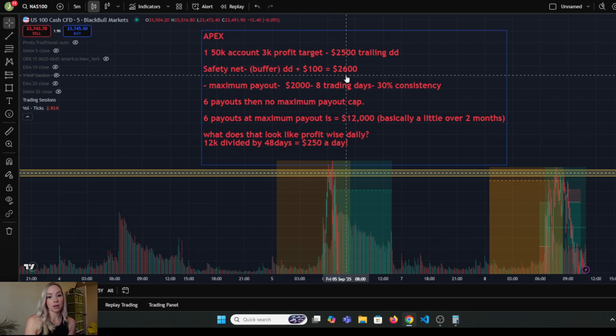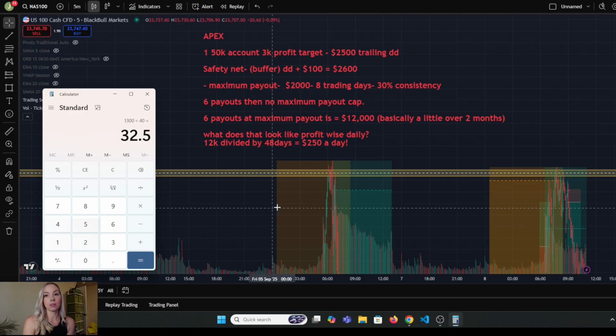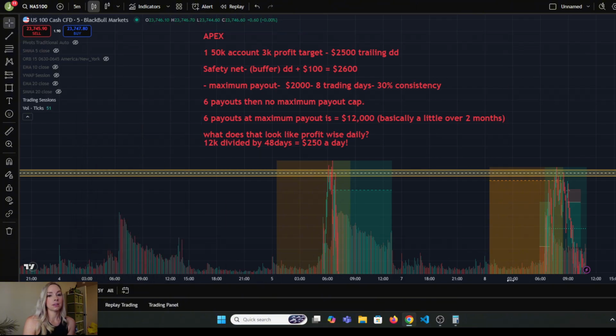We do the same equation. Take the $2,600 and we could essentially divide it by 2, split it in half, give $1,300. How can you get to $1,300 easy, right? So $1,300, we could do the same equation. We could do 2 contracts divided by $40. We know that we need to get 32 points in 2 trades. Is that doable? Yes, we just looked at that.